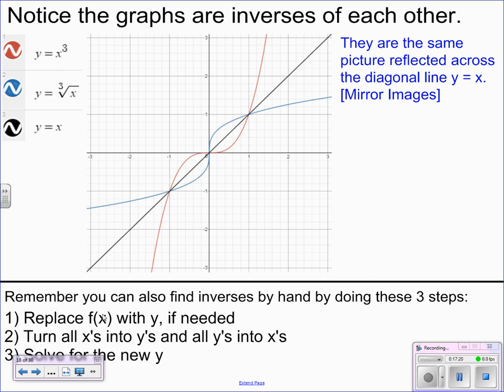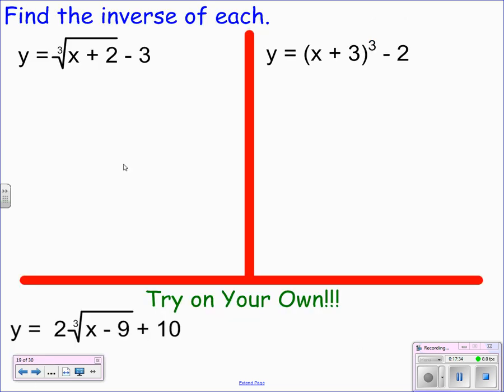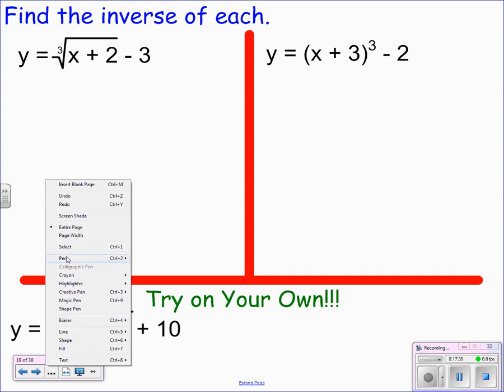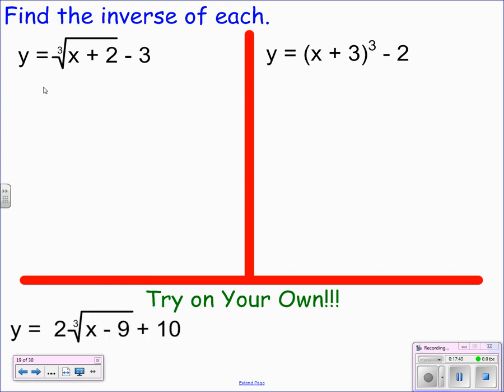The directions are replace f of x with y if it exists, switch x and y because the definition of inverse means to switch x and y, and then solve and get y by itself. So for the first one, I don't have f of x, which is great, but I need to switch x and y. All right, and then get y by itself.